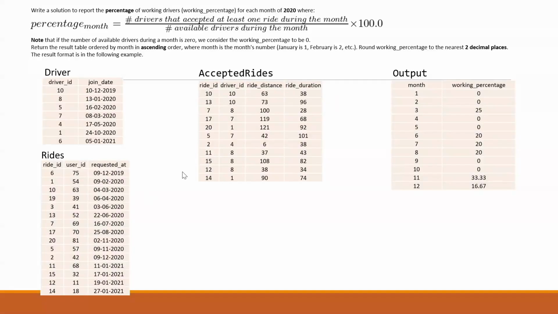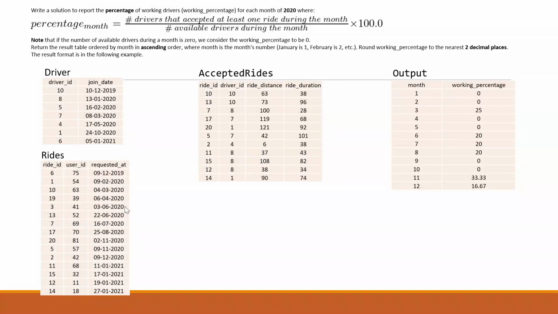Okay, so now to give you a recap of the data, we are given three tables: the drivers table, the rides table, and the accepted rides table, right? These three tables correspond to a cab company called the Hopper company. The drivers table basically holds which driver, with what driver ID, joined this cab company on what date. For example, driver ID 10 joined on 10th of December 2019 and so on. That's what is given in the drivers table.